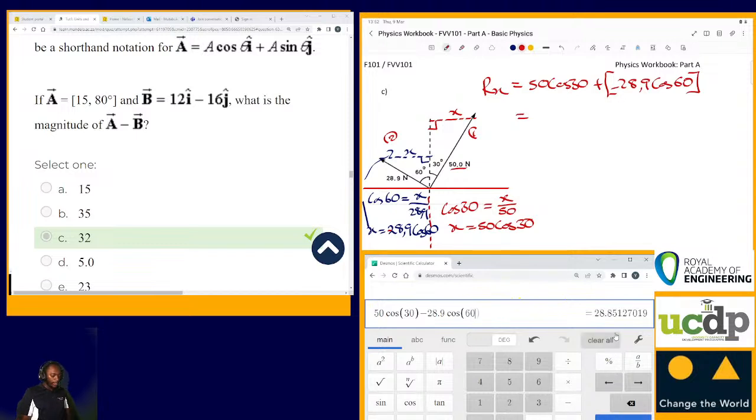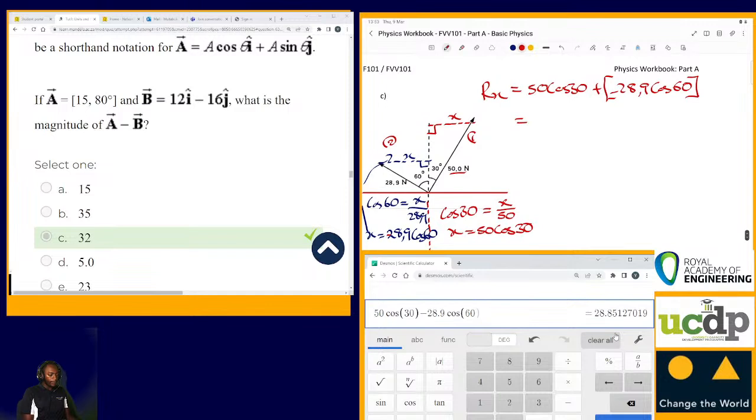We get 28.85. That is what we're getting. Not sure if that is correct. Not sure if I did that correctly. Cos 60. That's around the X.